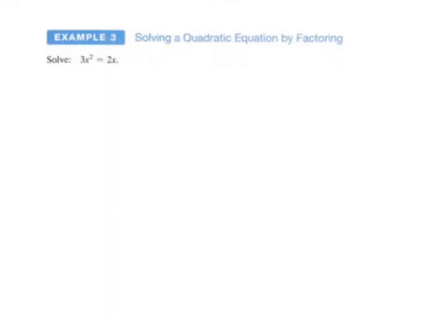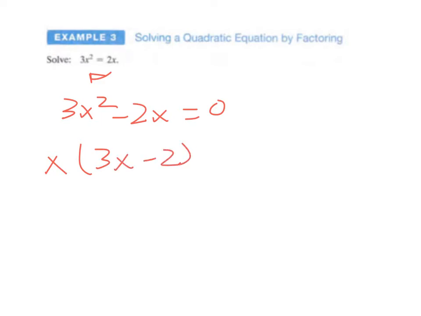So here's another example where we have to factor a quadratic, and to do that we need to get everything on the same side. So I'm always going to try to get my x squared positive if possible. So I'm going to minus the 2x, and now that equals 0. So now I factor this. First thing we always want to do is check for the greatest common factor. Well, x is the greatest common factor. So I factor out the x, so I get x times 3x minus 2 equals 0.